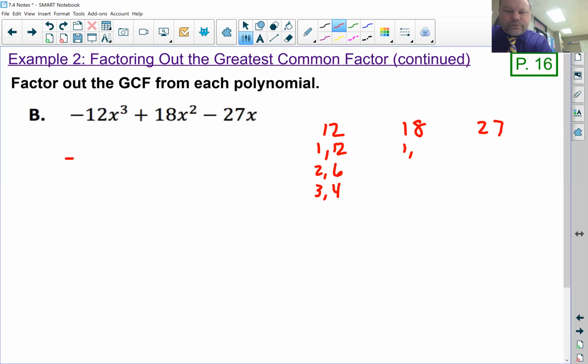18, 1 and 18, 2 and 9, 3 and 6, 4 doesn't work, 5 doesn't work, and then I'm back to 6. 27, 1 and 27, 2 doesn't work, 3 works, 3 and 9, 4 doesn't work, 5 doesn't work, 6 doesn't work, 7 doesn't work, 8 doesn't work, so we're done. Those are our common factors for the coefficients, and the greatest value that shows up in all 3 lists is the 3.